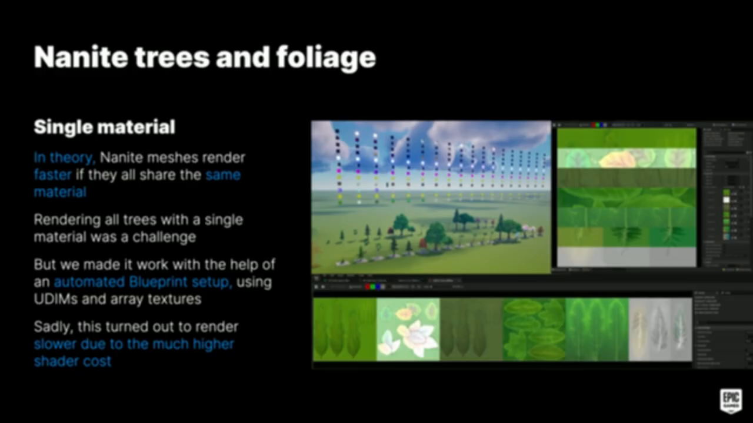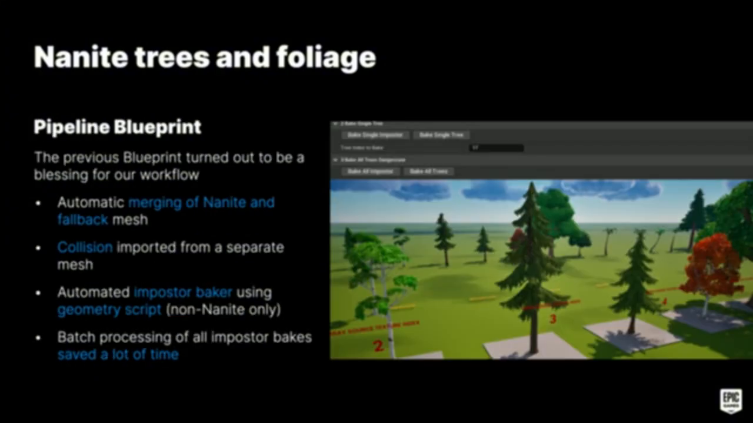This didn't turn out as we thought. It was actually way slower. And we now had a blueprint that can run geometry script on all of our trees, and we used it as our pipeline tool.